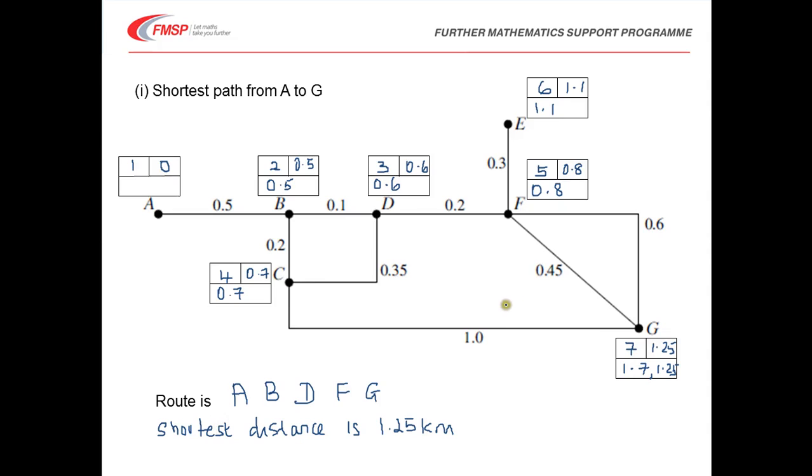You got 1 mark for your temporary labels, 1 mark for your permanent labels, 1 mark for the order of permanent labels, and then you also got a mark for showing this 1.7 as a temporary label, which you then subsequently replaced by 1.25, and then you got 1 mark for the route A, B, D, F, G. So you do need to be careful that you work through those in order.